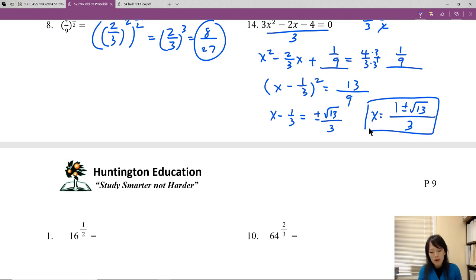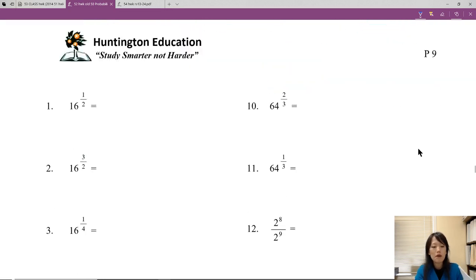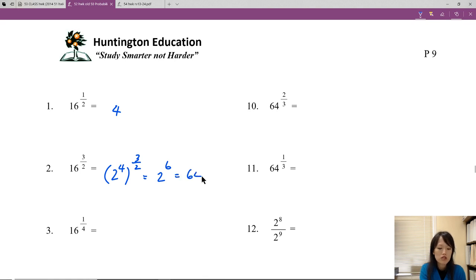Okay, next one. Page 9. Questions here? It's more of the same, right? Practicing our powers. So square root 16, obviously that's 4. Here, this one you write 2 to the 4th. Write it with an exponent, right? Smallest base to the 3/2. Power to power means multiply these two. So it becomes 6. So 2 to the 6 we know is 64.